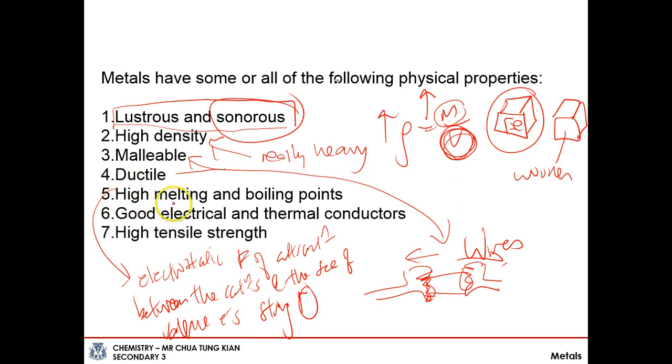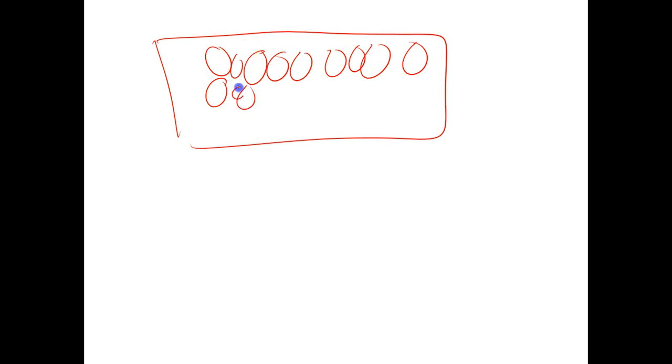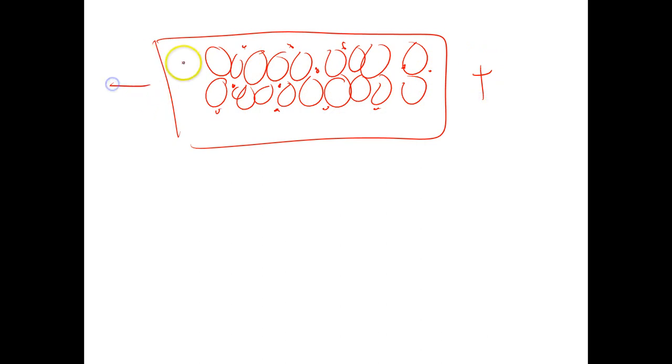They are good electrical and thermal conductors. The presence of the delocalized valence electrons in the structure allows the flow of current through the block of metal. So this is the structure of a metal. You have your valence electrons, which are randomly dispersed, your delocalized mobile valence electrons. Plus minus here, the electrons migrate over here. So as a result, the metal can conduct electricity.